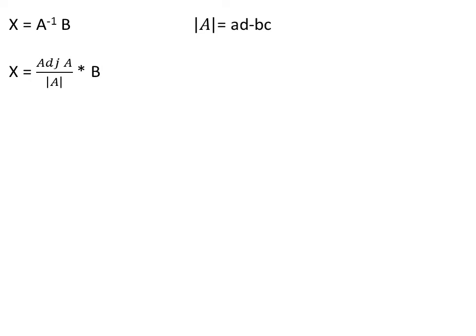In the left hand side, we will write the elements of the matrix X, which are x and y, and in the right hand side we have to take the adjoint of matrix A. As we discussed in previous lectures, to take the adjoint of any matrix, we interchange the elements at the diagonal places and change the signs of all the other elements. So the adjoint of A will give us the matrix with the elements D, minus B, minus C and A. After this we will write the value of the determinant of A, which is equal to AD minus BC, and then we will multiply the elements of the matrix B, which are m and n.